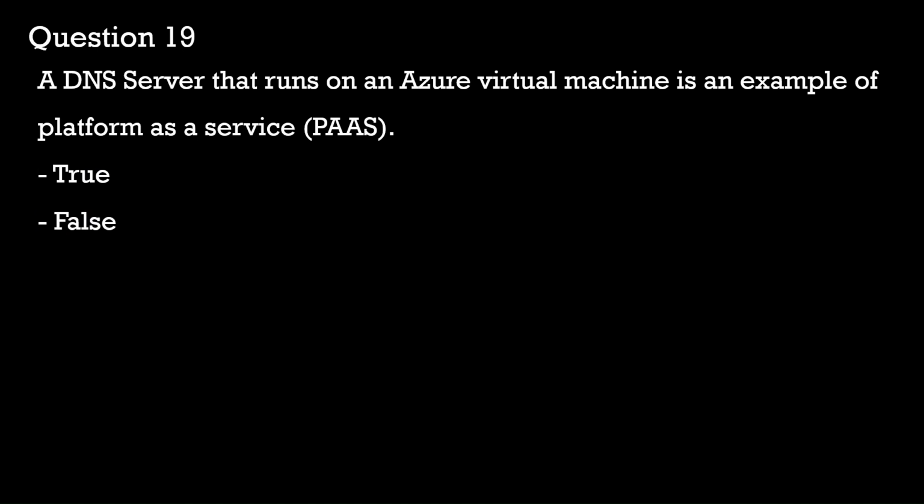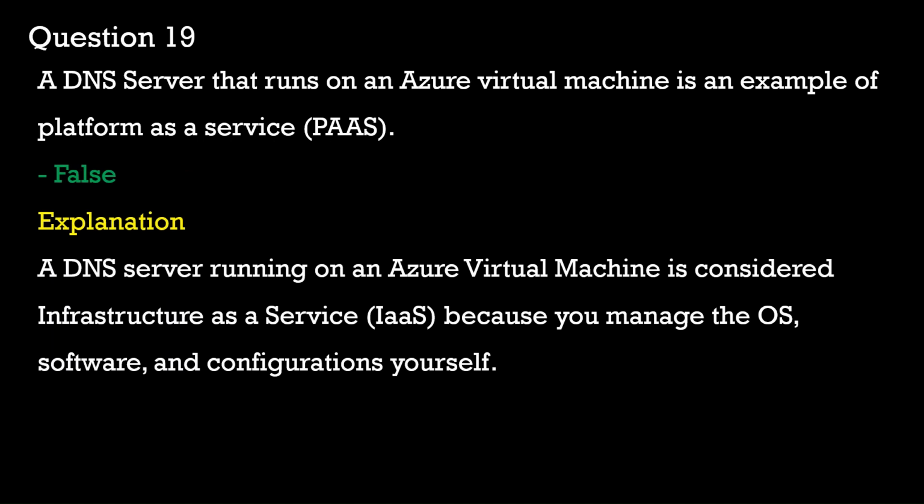Question 19. A DNS server that runs on an Azure virtual machine is an example of platform as a service. True or false? The answer here would be false because a DNS server running on an Azure virtual machine is considered infrastructure as a service. This is because you manage the operating system, software, and configurations by yourselves. Platform as a service means that the cloud provider manages the underlying infrastructure and platform, and you, the user, only manage the application or service.